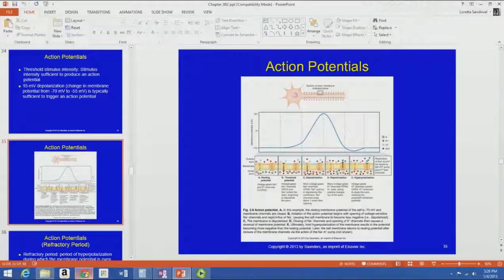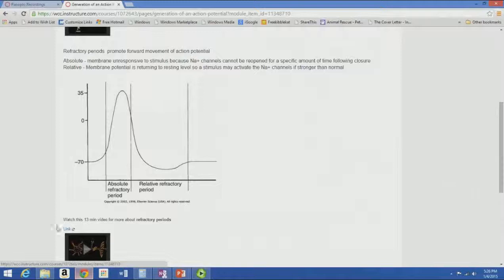So during the time when the cell is way less negative than the resting state, that is the absolute refractory period. Those sodium channels are closed and they're not going to reopen. They sort of have to regenerate before they're going to open again. That's our absolute refractory period. Even if you got another stimulus right then, you absolutely would not fire the neuron during that absolute refractory period.